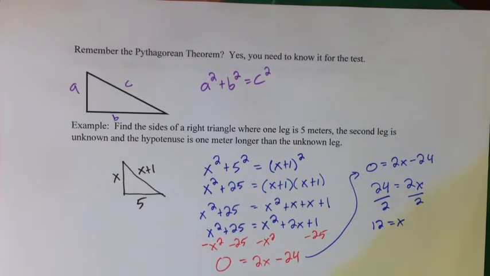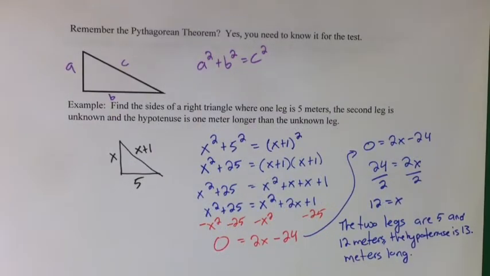So one of my sides is 5 meters because they told me. The other short side is 12 meters, and the hypotenuse is 13, or one longer than the unknown side. And that all seems like a pretty reasonable thing. None of my answers are negative, and the hypotenuse came out as the longest side. So I'll go ahead and write my answer down. So the two legs were 5 and 12 meters long, and the hypotenuse came out to be 13 meters long.